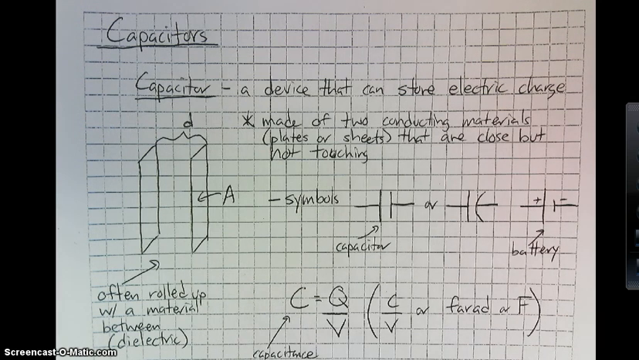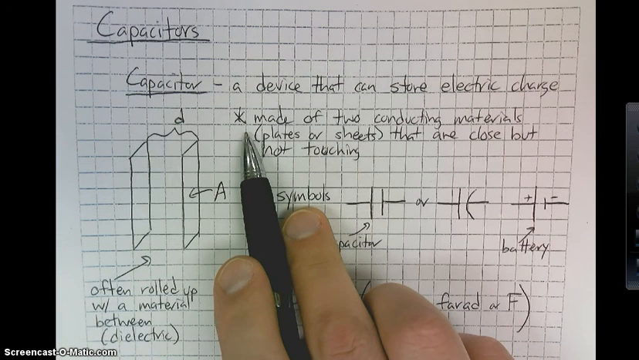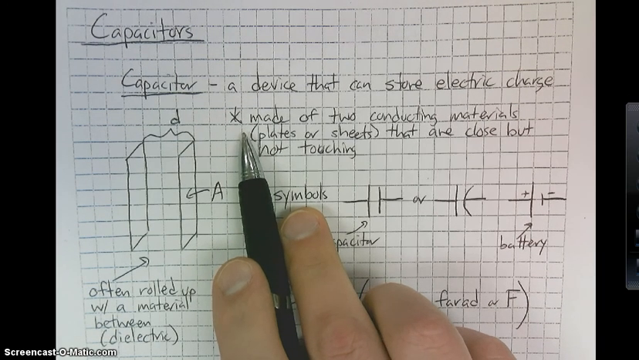Alright, so now we're going to start talking about capacitors. Now, the definition up here for capacitors is a device that can store electric charge. We've been talking a lot about charges and characteristics of charges and forces of charges. Well, now we're going to talk about storing a charge of some sort so that we can use it to power something later.